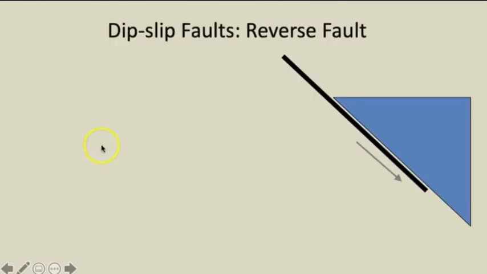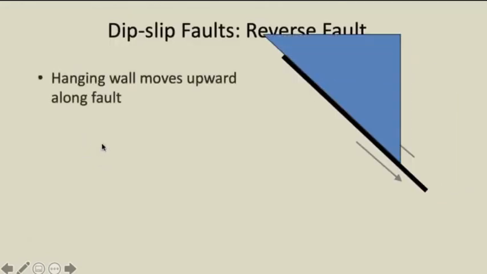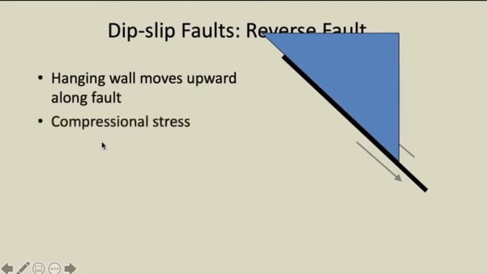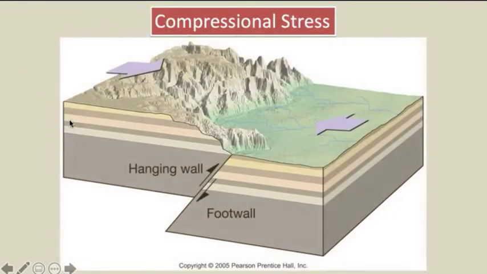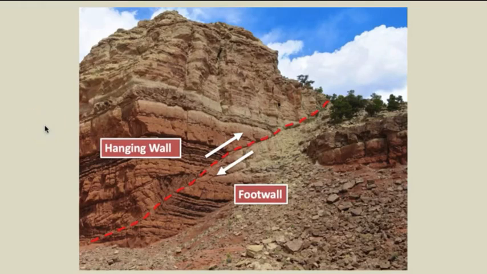If the hanging wall moves upward along a dip-slip fault, it is called a reverse fault. The hanging wall slides upward when compressional stress is acting on the crust. This illustration shows compressional stress causing brittle deformation through movement along a reverse fault. Here's a photograph of a reverse fault.